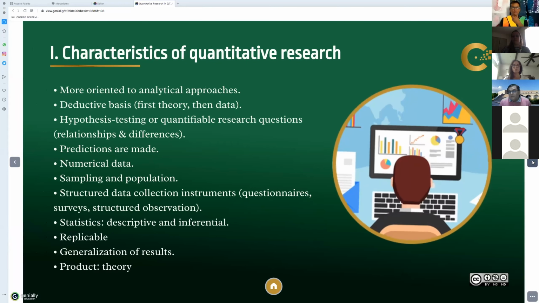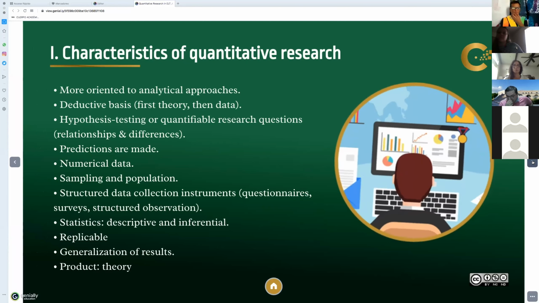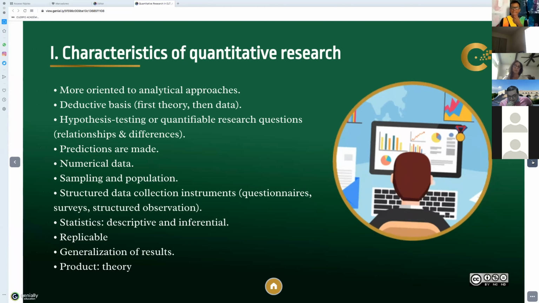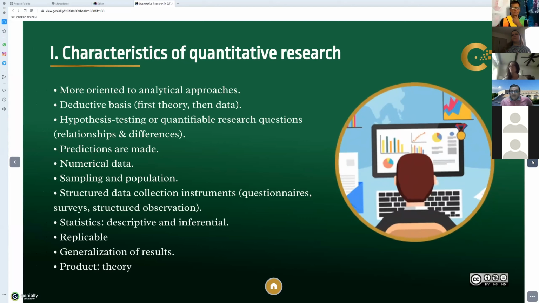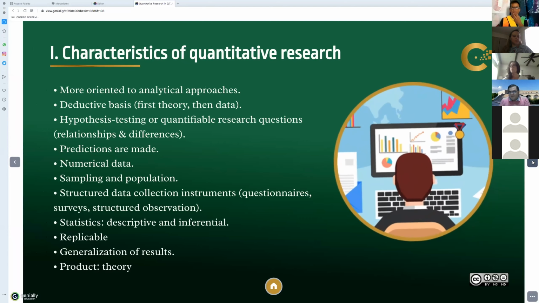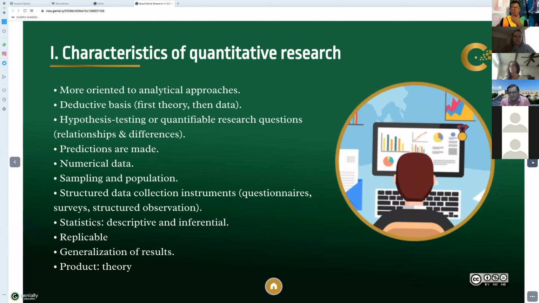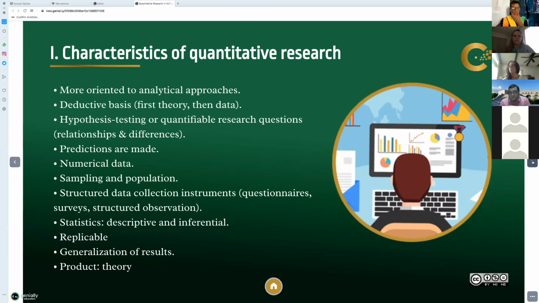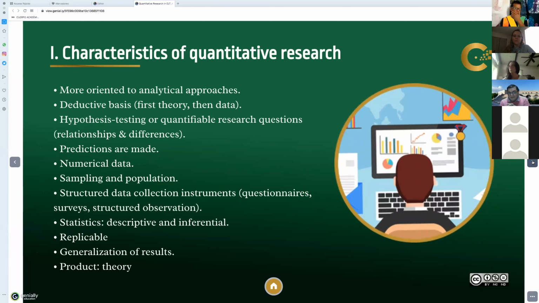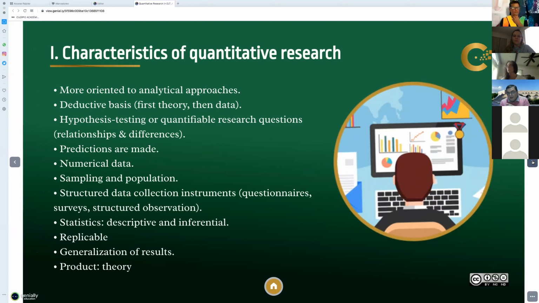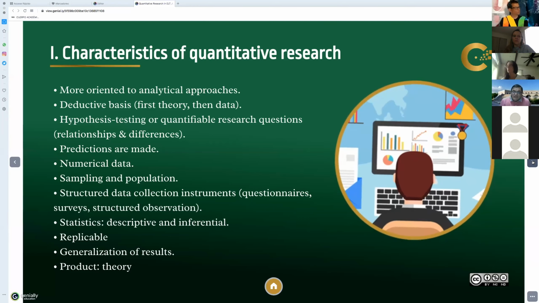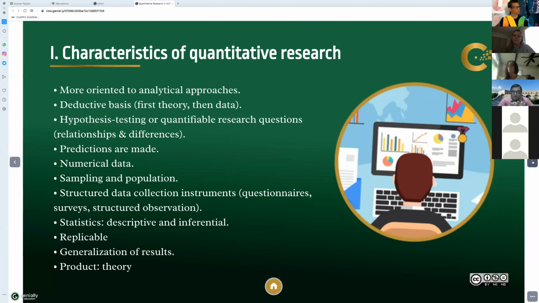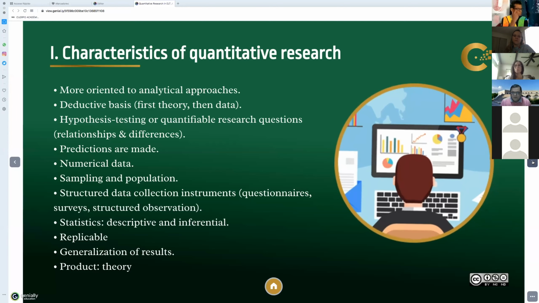So, characteristics of quantitative research, based on my experience and other authors, we know that QR is more oriented to analytical approaches in comparison with the second talk given by Dr. Oscar Narvaez. Qualitative research is more, let's say, holistic, or is on the basis of holistic approaches. So they are like two extremes, but they are not really opposed to each other. They do complement each other.